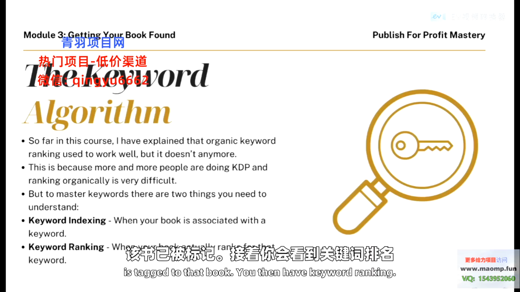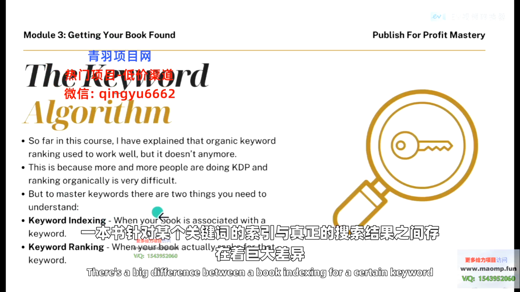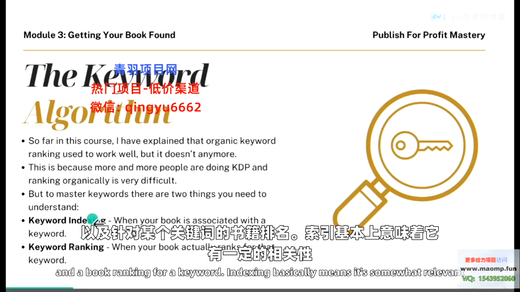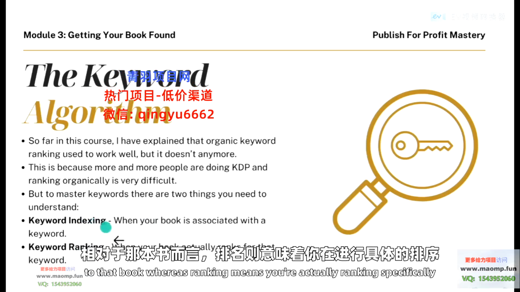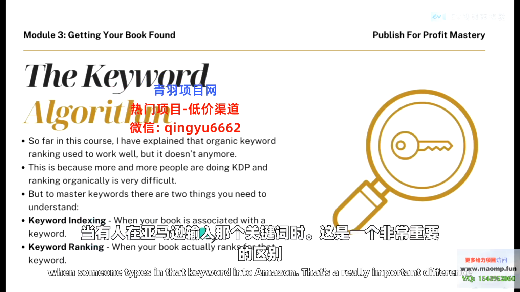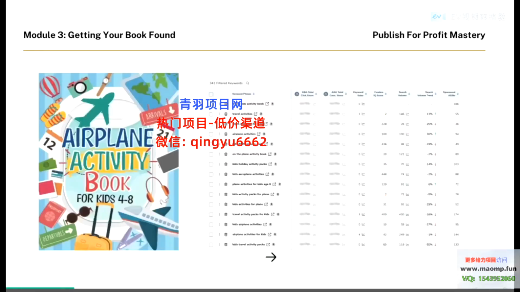You then have keyword ranking. That is referring to when your book actually ranks for that keyword. There's a big difference between a book indexing for a certain keyword and a book ranking for a keyword. Indexing basically means it's somewhat relevant to that book, whereas ranking means you're actually ranking specifically when someone types that keyword into Amazon. That's a really important difference to understand, and I'm going to cover both of these in more detail in this video.